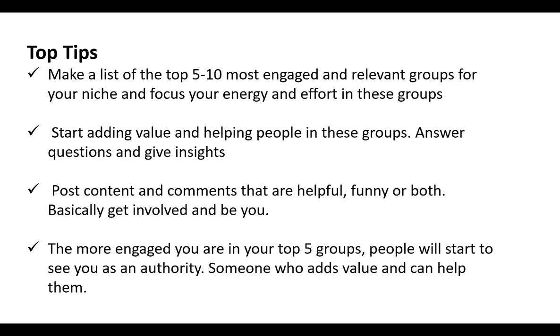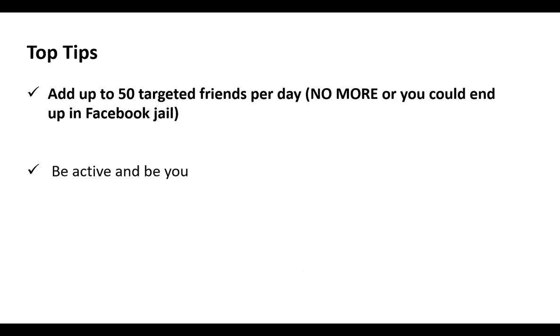Now, the more engaged you are in your top 5 groups, people will start to see you as an authority, someone who adds value and can help them. Something else you need to do is add targeted friends. When you join these groups, look for people who are productive, people who are leaders in the groups. Connect with those people, send them a friend request. Now, don't do more than 50, because that can lead to what you call Facebook jail. They'll block you and you won't have access to your Facebook.